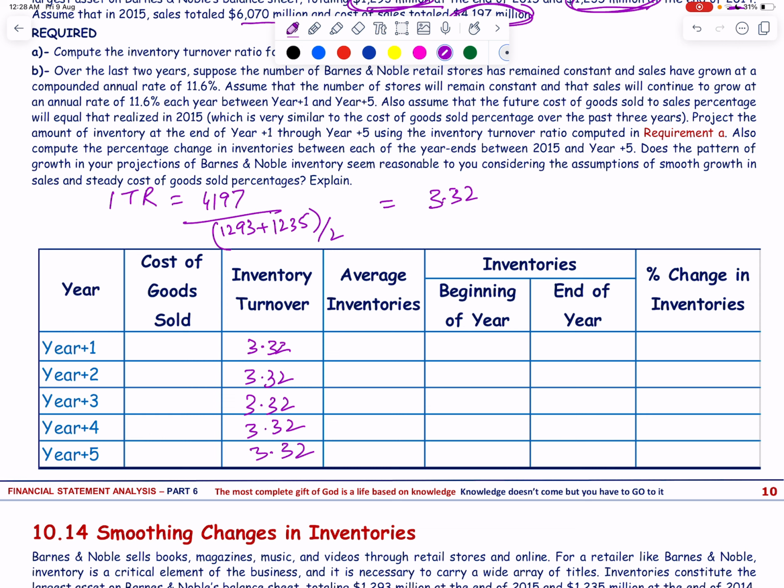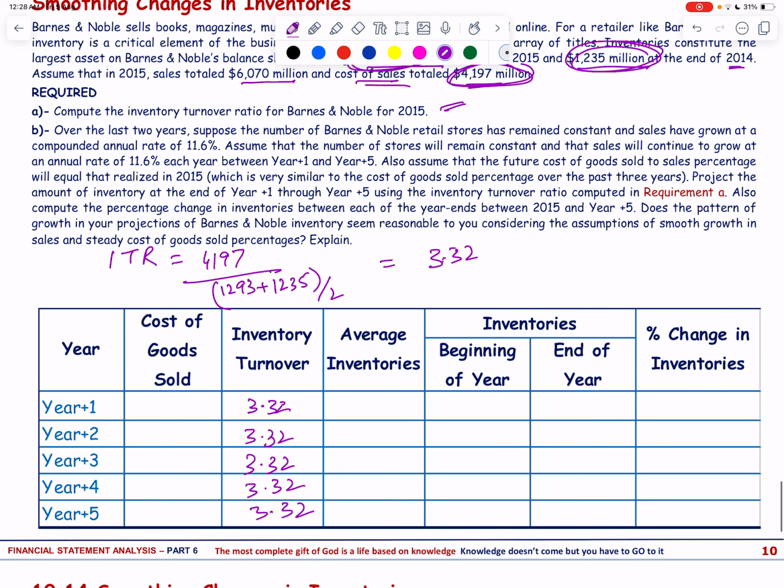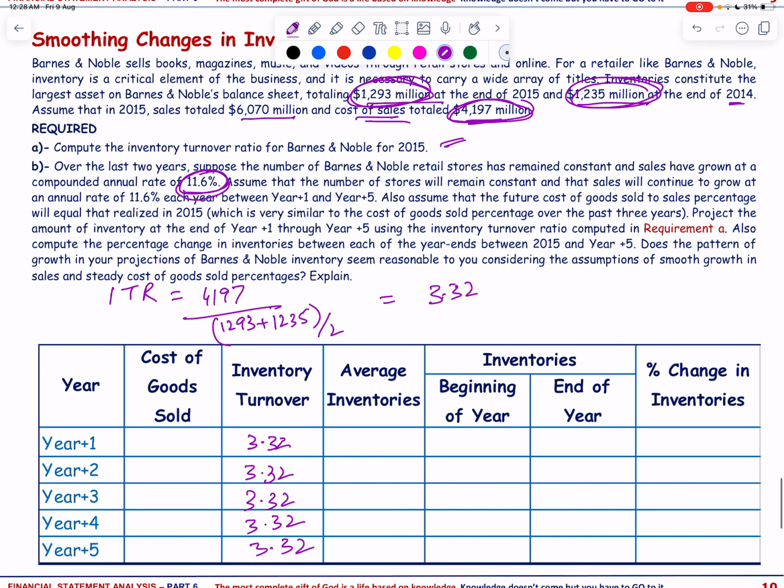Okay, and the cost of goods sold, as it is given over here, has a compounded annual growth rate of 11.6%. So the cost of goods sold for 2015 was 4197. So 4197 times 1.116, and this will be equal to 4683.85. Once again, the ending inventory of 2015 will be the beginning inventory of year number 1, and that is 1293.